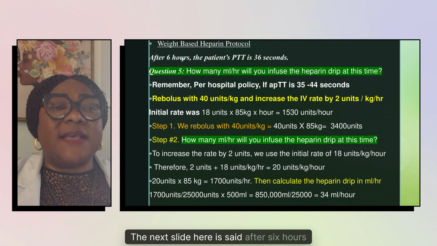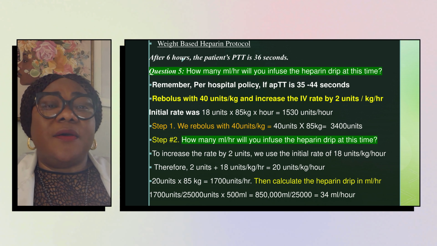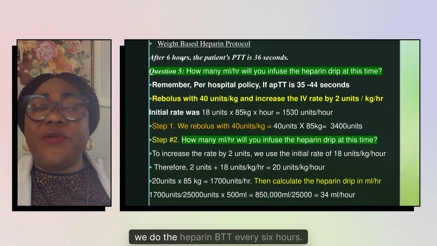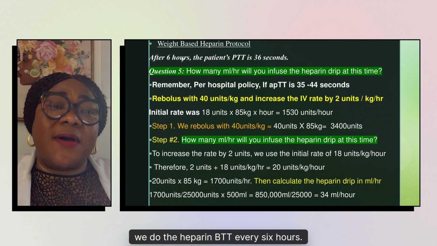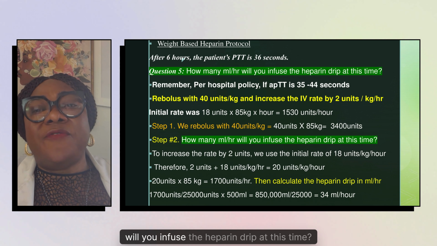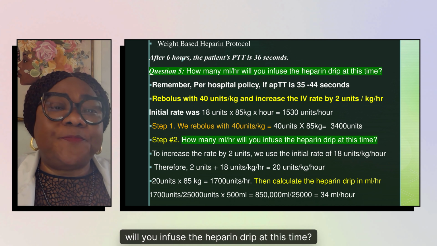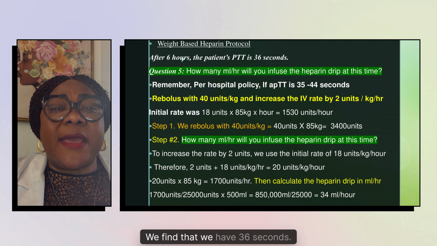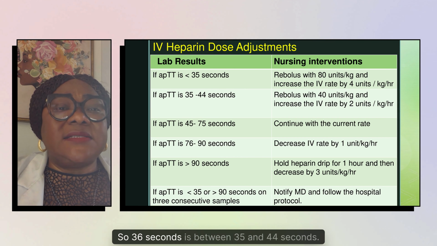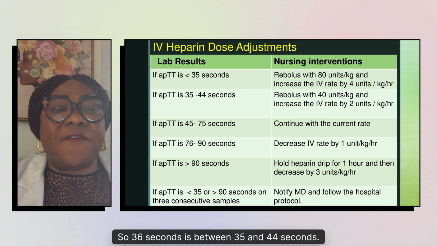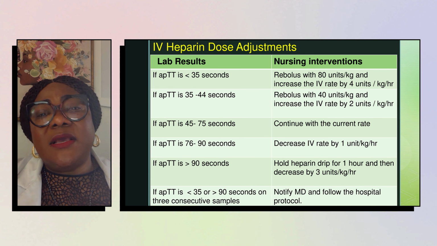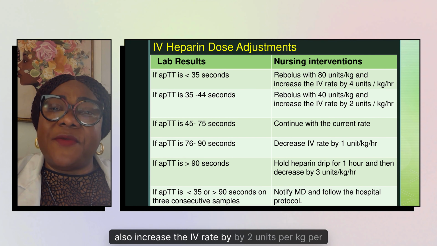The next slide says, after 6 hours, the heparin PTT is 36 seconds. So remember, we do the heparin PTT every 6 hours. So how many ml will you infuse the heparin drip at this time? So we have to go back to our drawing board. We find out we have 36 seconds. So 36 seconds is between 35 and 44 seconds. So we have to rebolus with 40 units per kg, and also increase the IV rate by 2 units per kg per hour.